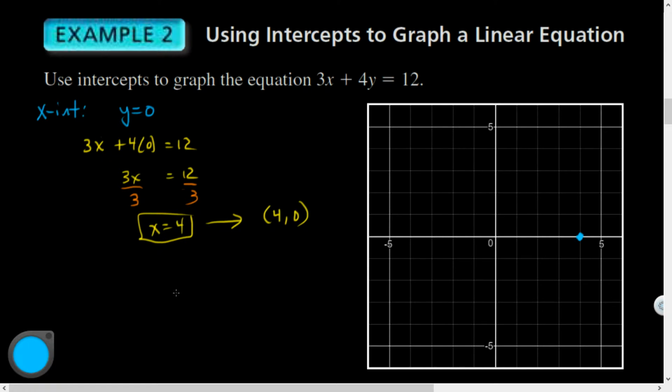What's the question? No, the 4 was... Oh, when I plugged in 0, 4 times 0 was 0, and adding 0, I didn't even have to write. Yep. Good question.